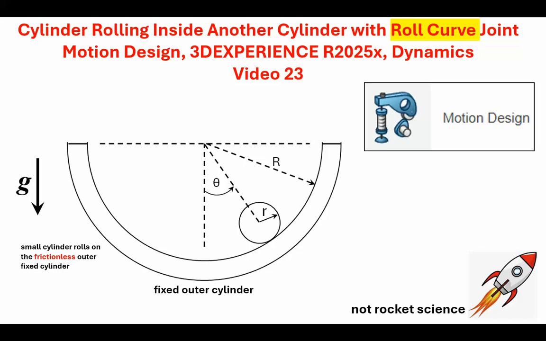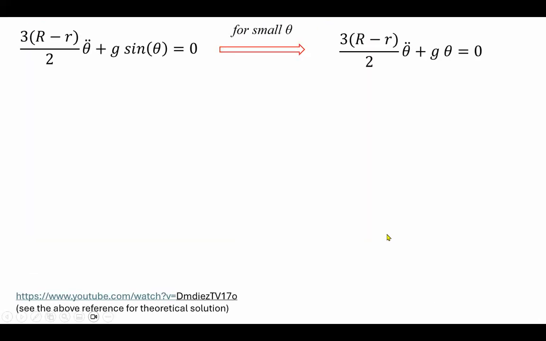Now, there are some numbers that I'm going to specify: the radius of the big cylinder and the radius of the disk. But this is the kind of problem that you solve in an introductory vibrations course. For the solution to this problem, you can look at this reference at the very bottom. It's a single degree of freedom system, because we are assuming it's rolling, and theta is the degree of freedom, and this is the differential equation of motion.